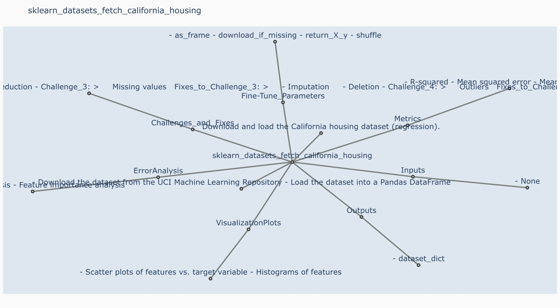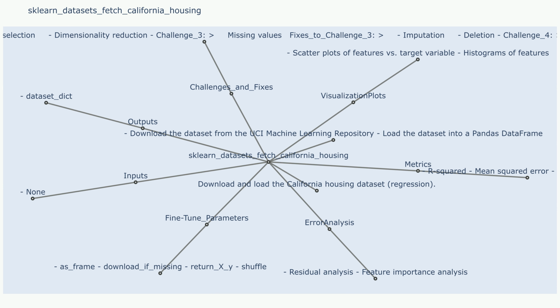sklearn.datasets.fetch_california_housing. Description. The fetch_california_housing function from scikit-learn provides a convenient way to access the California Housing dataset, a popular benchmark dataset in machine learning for regression tasks. This dataset contains information on various aspects of residential housing in California, including location, population, median income, and house value.